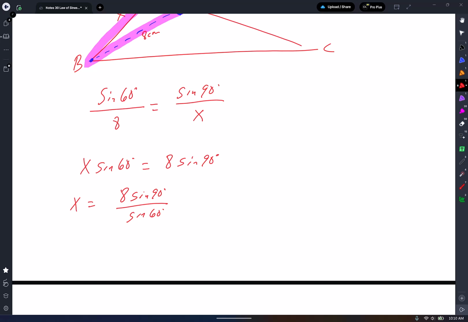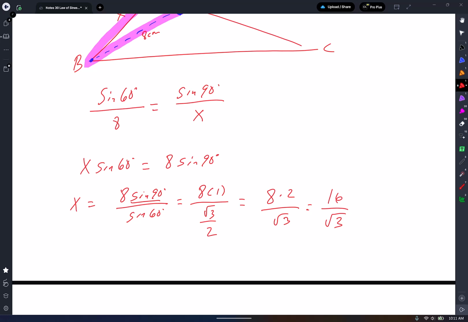This one has perfect angles, guys, so try not to use a calculator for this one. Try. 8 sine of 90 is 1. Do you remember what sine of 60 is? See, the unit circle doesn't go away. Square root of 3 over 2. Keep, change, flip. Some people don't like that, the keep, change, flip, which is fine. 8 times 2 divided by square root of 3.